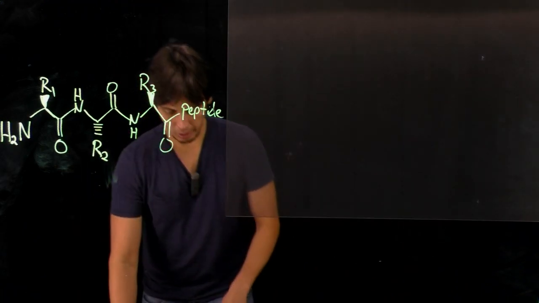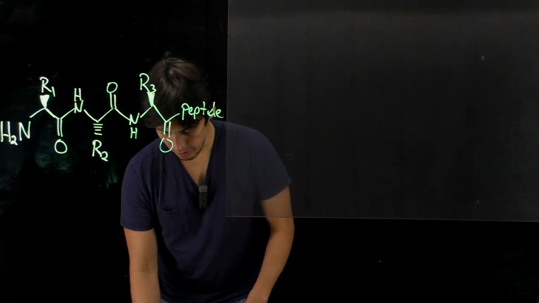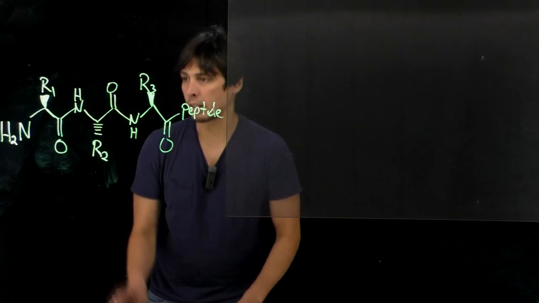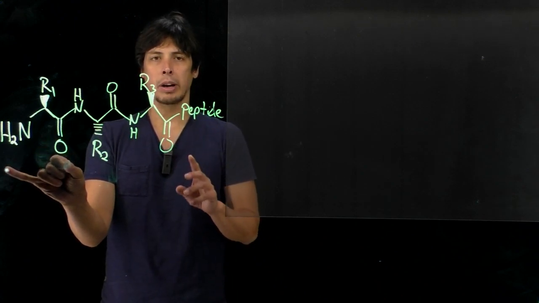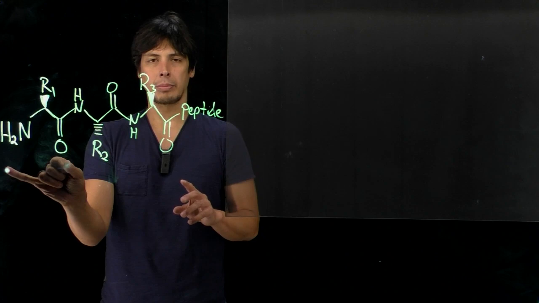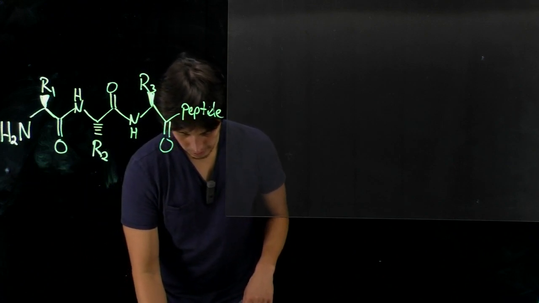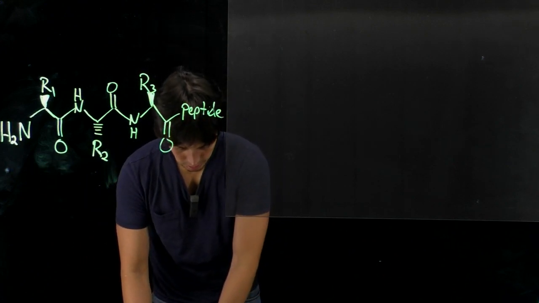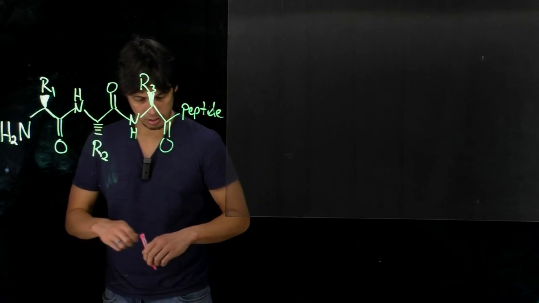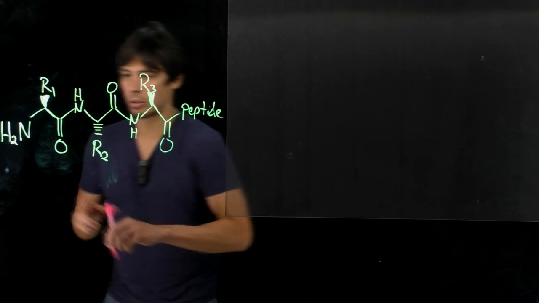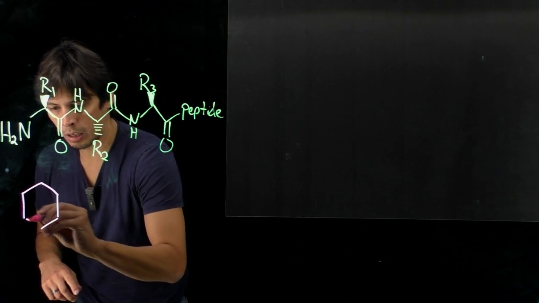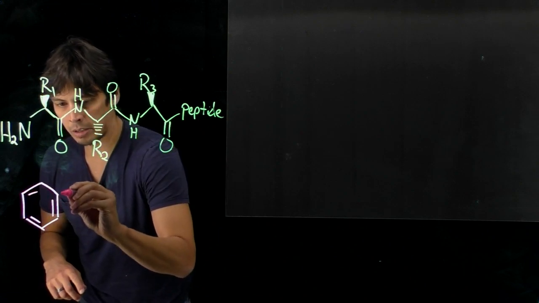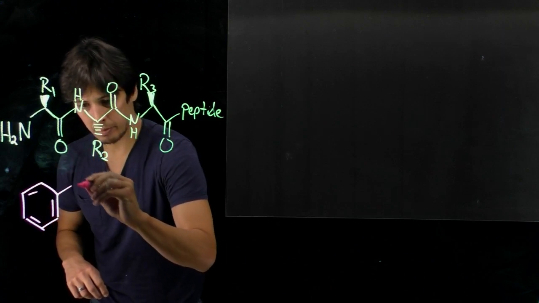And so Edman degradation allows us to selectively remove and functionalize the first amino acid of the peptide chain. And so what's added here is a molecule called phenyl isothiocyanate.